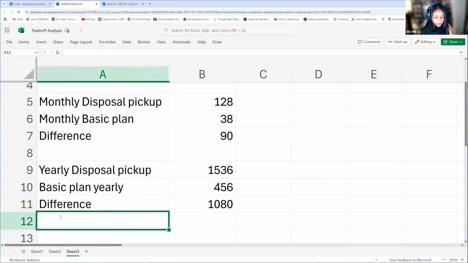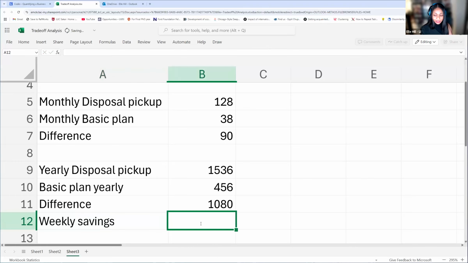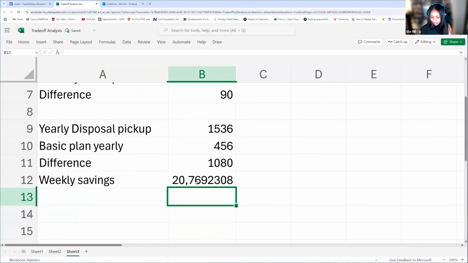So now I'll say weekly savings. And I'm just trying to promote Excel's multifunctionality of calculations and all this good stuff. That's why I'm doing all the calculations like this, trying to have you accept Excel a bit more. So I'm going to take my difference. I'm going to take this 1,080 divided by 52 to get me, that's going to be... Actually, it's a little bit less.